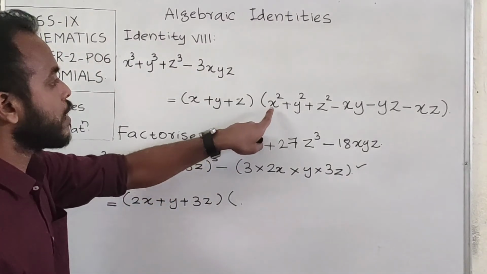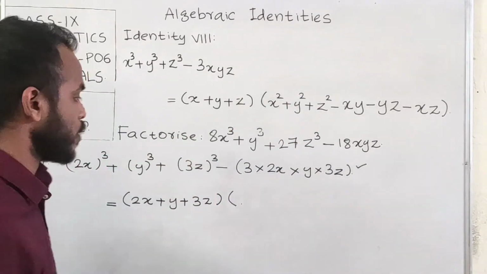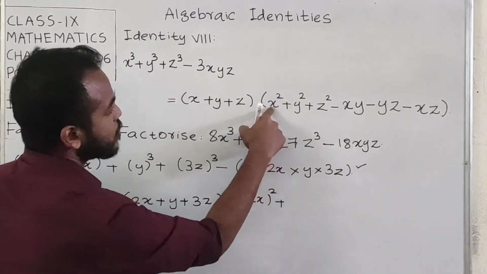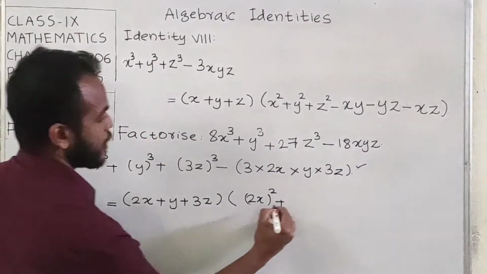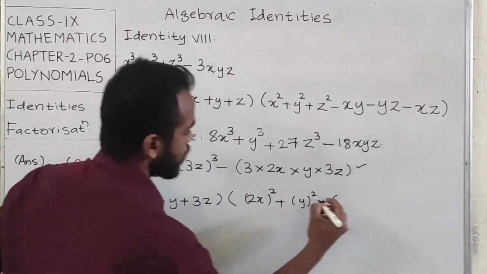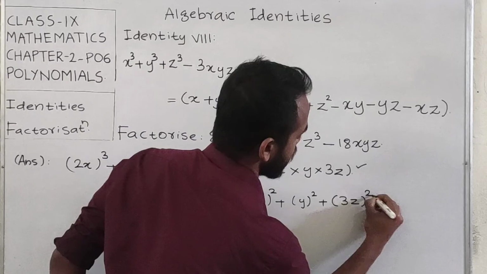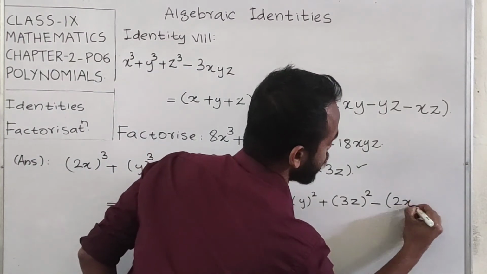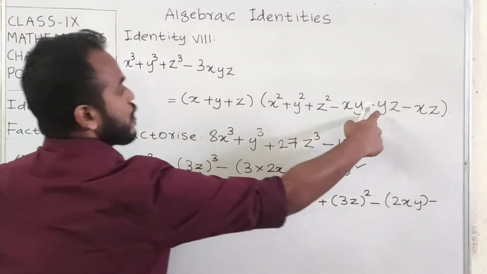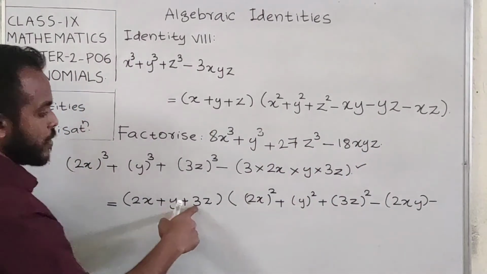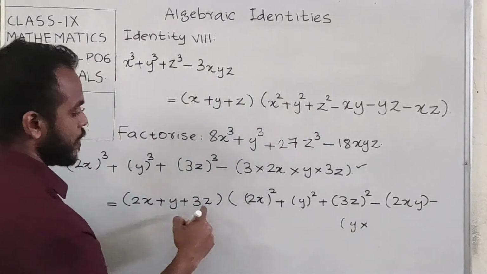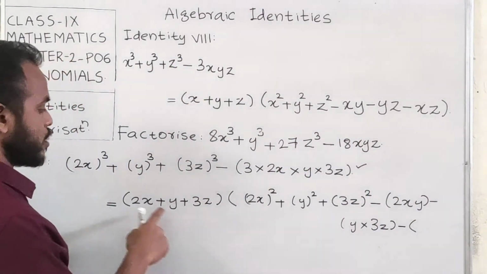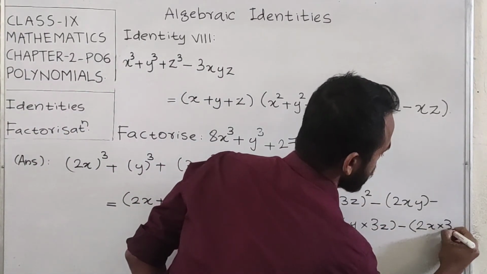Now comes the important part: first number square plus second number square plus third number square. Who is the first number? First number is 2x the whole square, plus, because we are asked to find the square, second number square. Second number is y itself, y square, plus third number is 3z, that also square. Then minus first number into second number. Who is the first number? 2x into, so I put it inside a bracket, 2x into y, minus y into z, that is second number into third number. Second number is y into third number is 3z, minus, who is the last term? x into z, first term into last term. Who is the first term? 2x into last term is 3z.